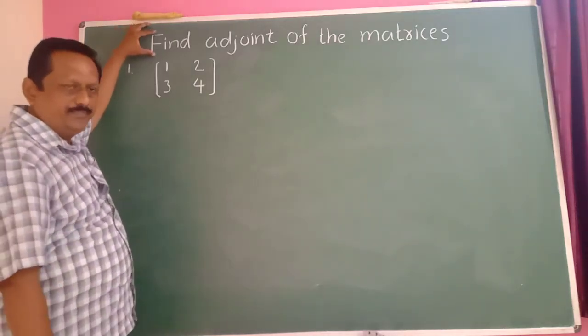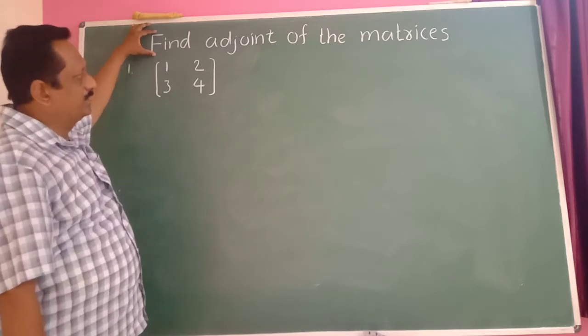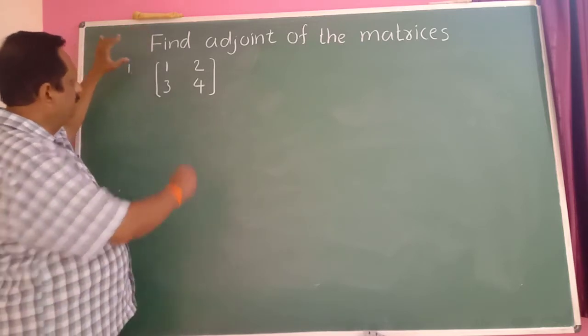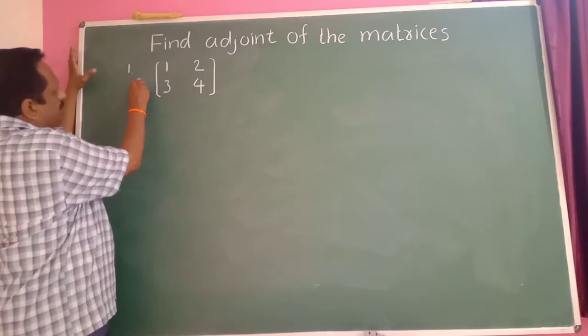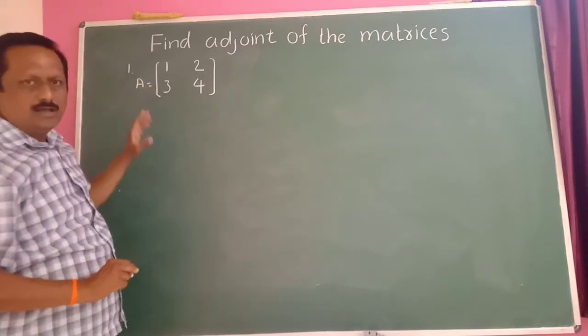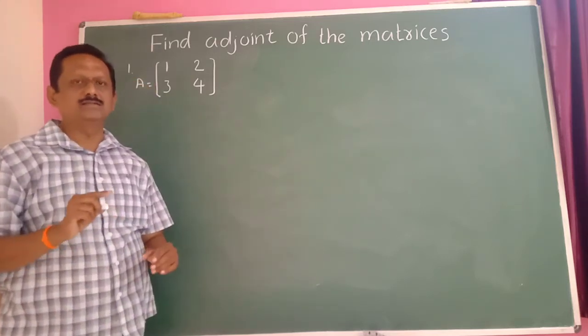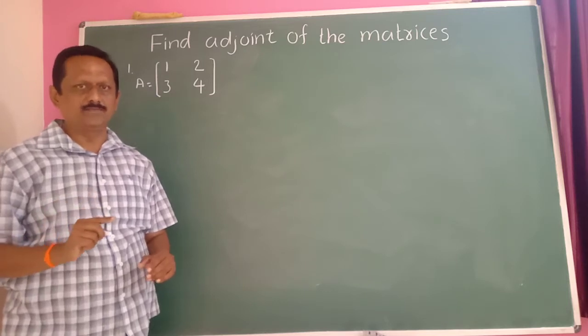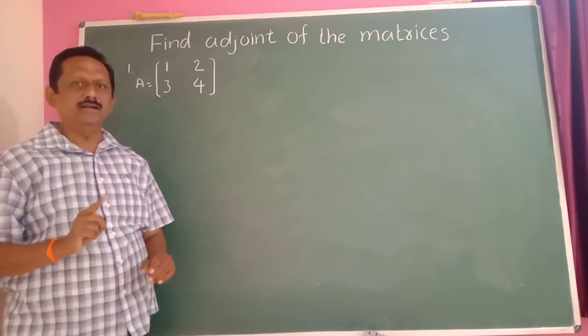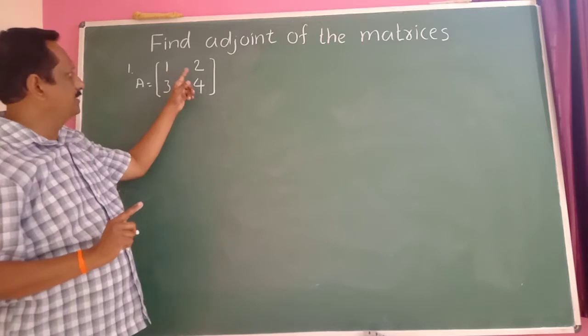Okay. Find the adjoint of the matrix here. This is the given matrix, so take this matrix as A. Adjoint of the matrix means the transpose of the cofactor matrix. Therefore, first you find the cofactors of each element here.